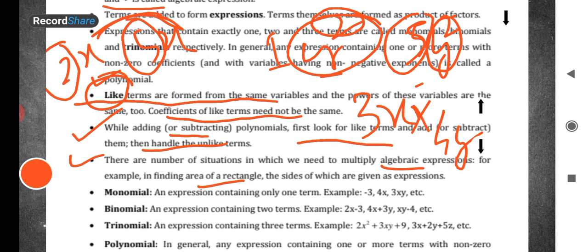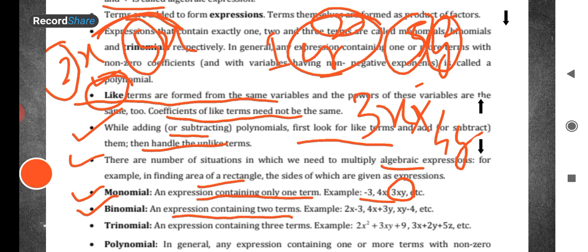Now, monomial: an expression containing one term. An expression that contains only one term is called a monomial. These are examples: 3, 4x, 3xy. So there are two variables, but they are one single term. There is no plus, minus or divide between them. So they are a monomial.